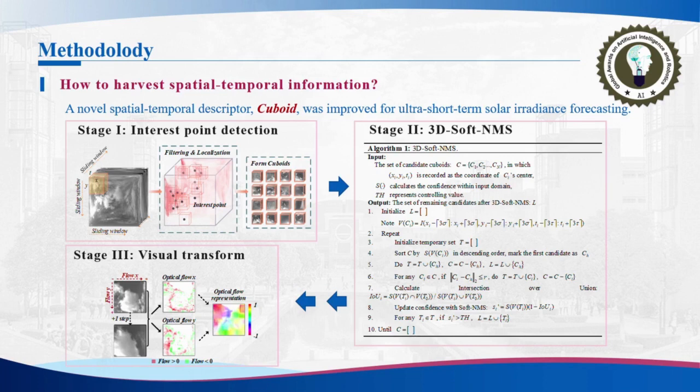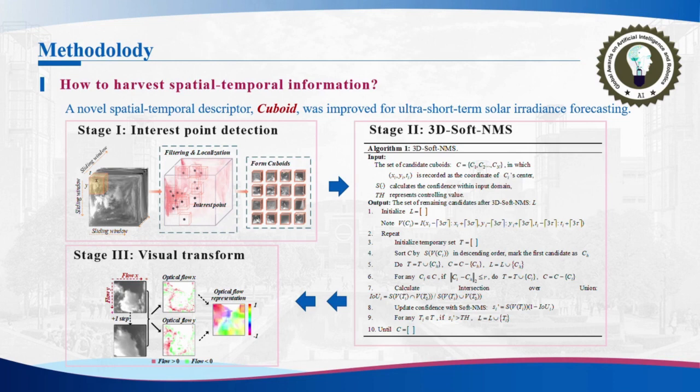The problem is how to harvest spatiotemporal information. We address this concern by proposing a novel spatiotemporal descriptor, namely cuboid, which was improved for ultra-short-term solar irradiance forecasting. The spatiotemporal descriptor includes 3 stages. The first is detecting interest points from the sky image sequence.